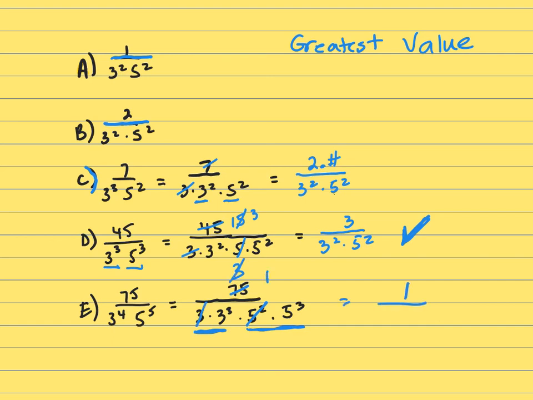And what am I left with in the bottom? 3 cubed, 5 cubed. That's a pretty big denominator, right? So this number is pretty small. So your answer is D.